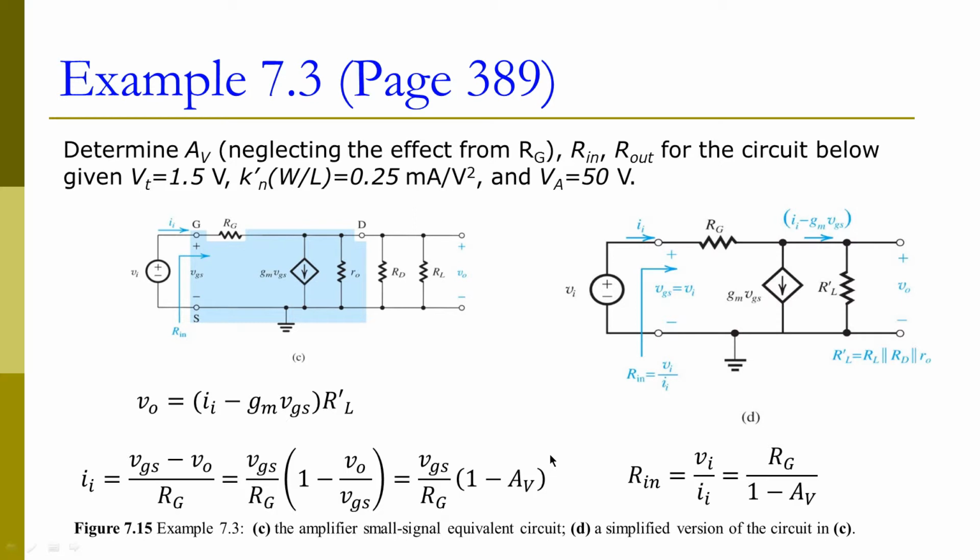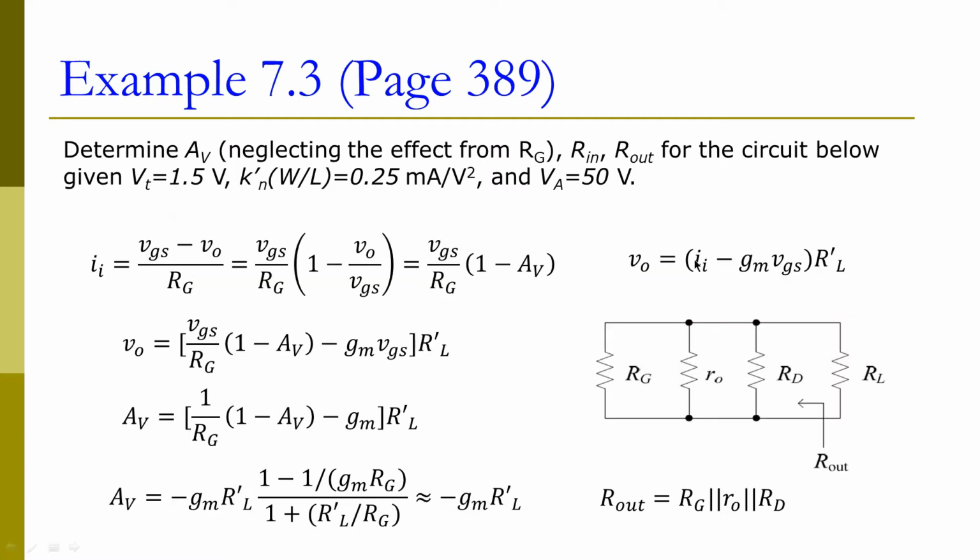To calculate our input resistance, we can directly use Ohm's law. We have the input voltage VI divided by the current. The voltage here is equal to VGS, right? VI equals VGS. And for II, we can just plug in the formula we obtained here. We will get our input impedance: Rg divided by 1 minus AV.